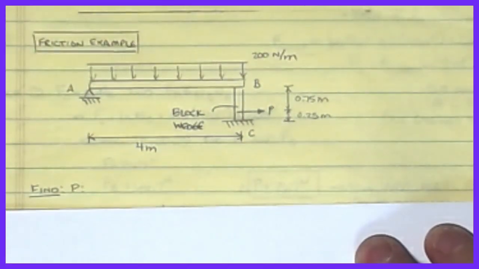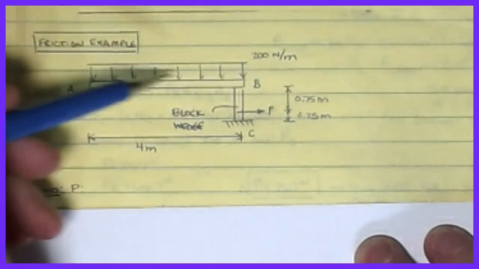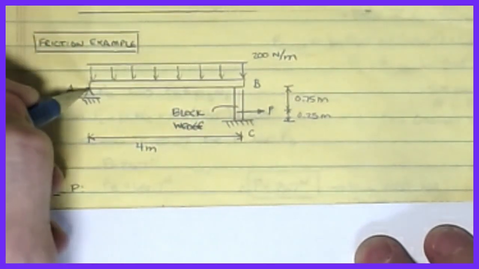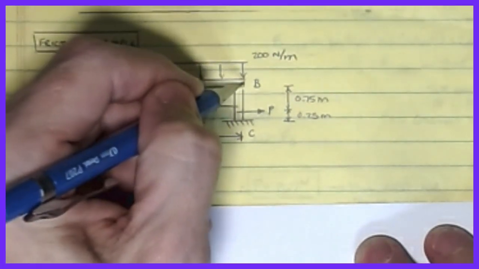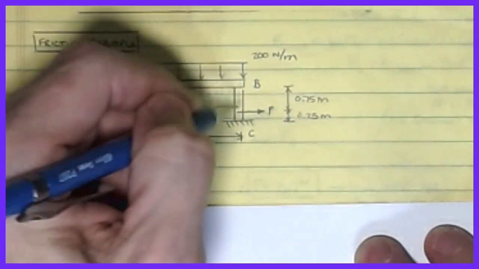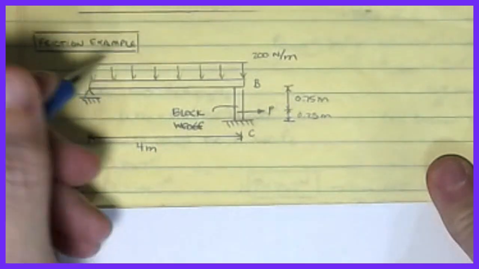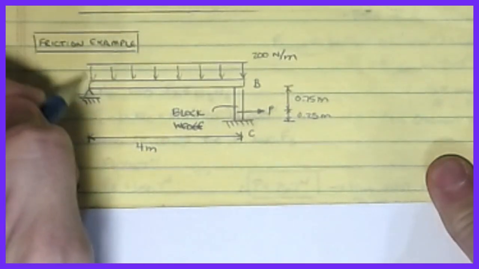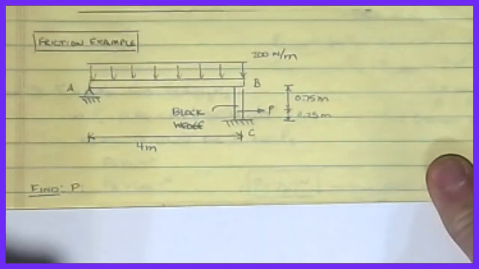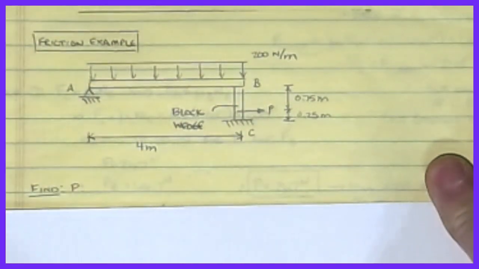All right, our next example is a little bit different. We have a system that consists of a simply supported beam, pinned at A, and the beam B is sitting on top of a block wedge. We have a uniform load acting on our beam of 200 newtons per meter. The beam is 4 meters long.